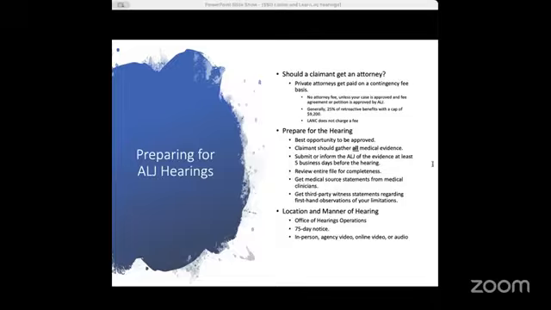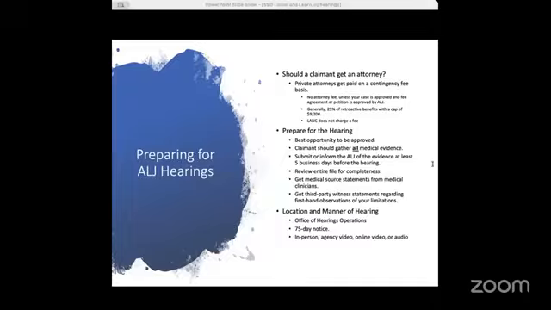So you can get this file, you can review it. You want to make sure that your file is complete and that Social Security has all of the necessary evidence for your case. Evidence, again, it's going to be primarily medical records. You're going to let Social Security know if anything is missing.